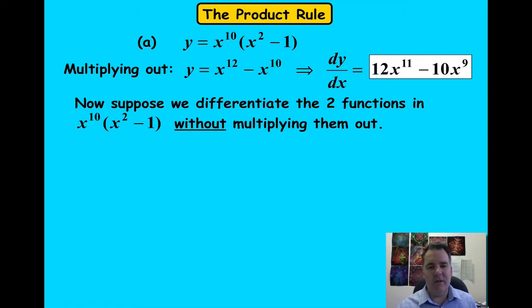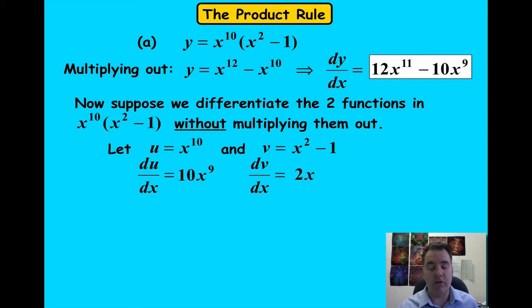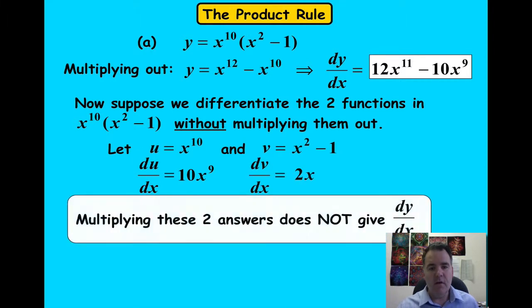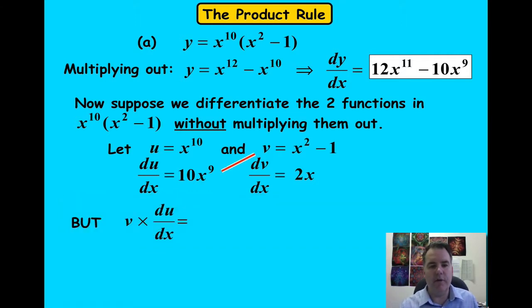Alright, so we know the answer to that first one, part A. Let's assume, let's do the derivative of each. So let's call u x to the 10 and v x squared minus 1. Let's do the derivative of each of those, which is easy. Multiplying those two answers does not give us the correct answer for the derivative. So first thing we've got to realize here is, if you want to do the derivative of two functions times together, it is not just the derivatives multiplied together. That ain't going to work.